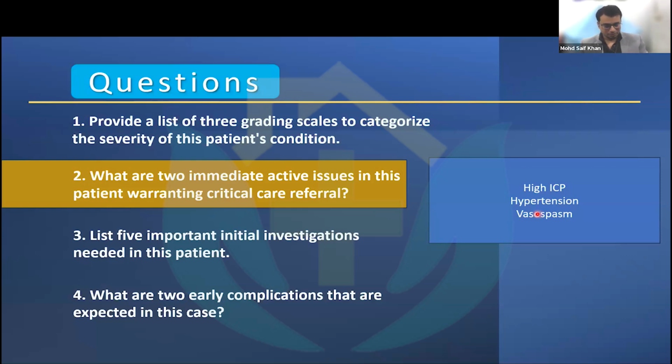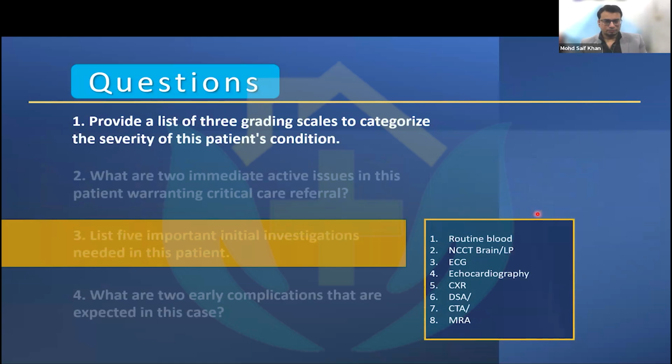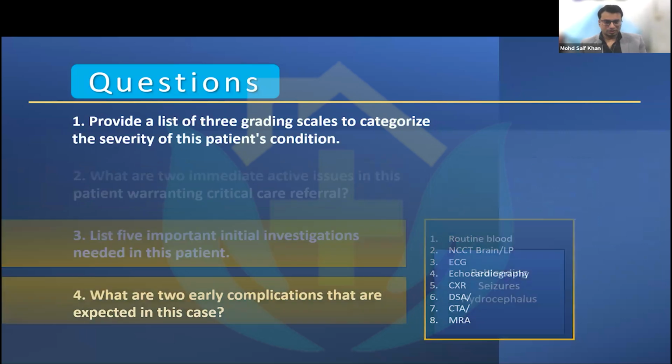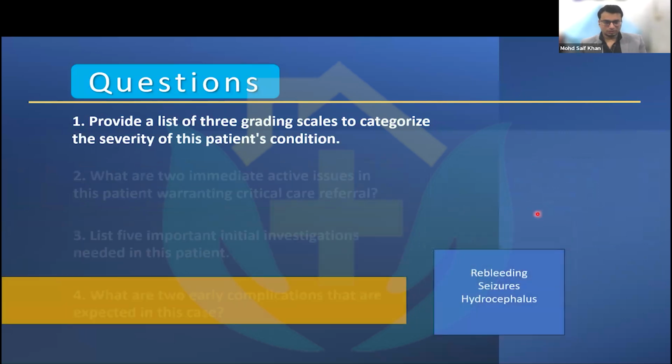Better to say high ICP and hypertension. And drowsiness are the active issues. The patient may develop a drop in GCS in the next few hours. So this could also be an immediate active issue warranting critical care referral. All right, so you have to just use your brain and give the answer. That's not going to be difficult.